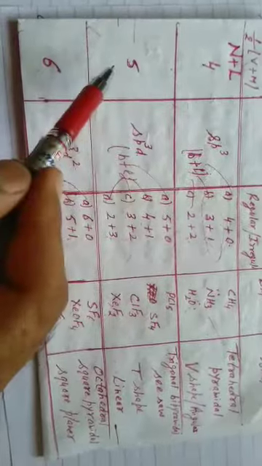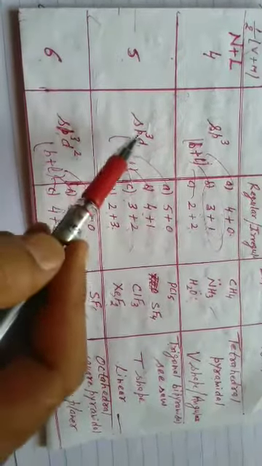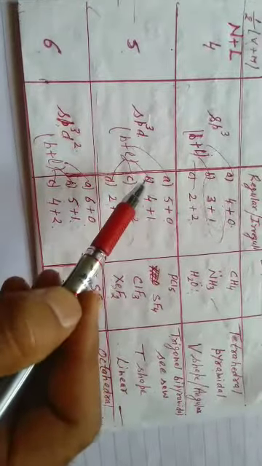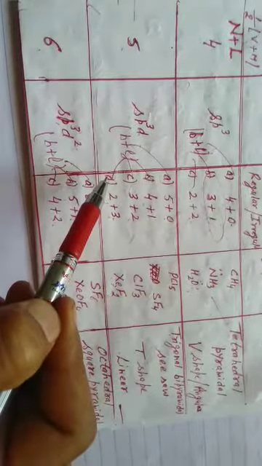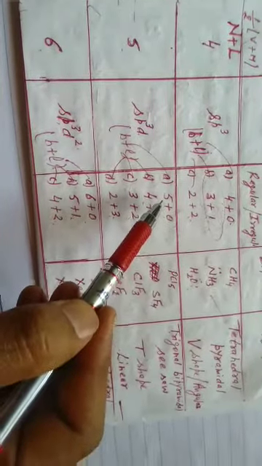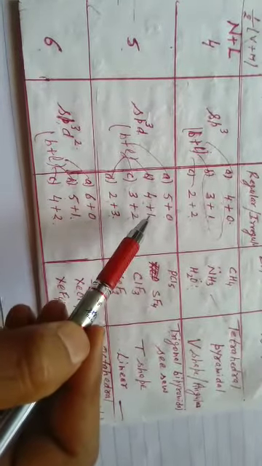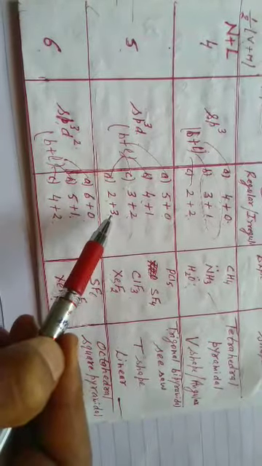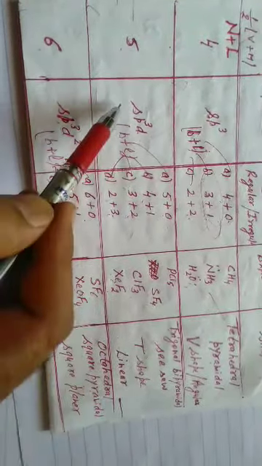Then, according to N plus L, we got 5. N plus L rule, we got sum 5. Sum 5 means sp3d. Again in this case, we have 4 subcases, that is, 5 plus 0: 5 bond pairs, 0 lone pairs; 4 bond pairs, 1 lone pair; 3 bond pairs, 2 lone pairs; 2 bond pairs, 3 lone pairs. In each case, it is common sp3d hybridization, but shapes will be different.